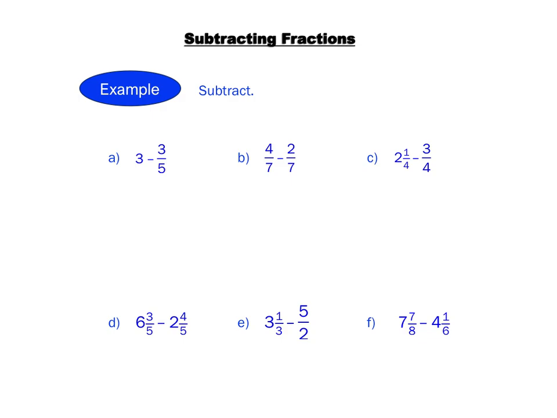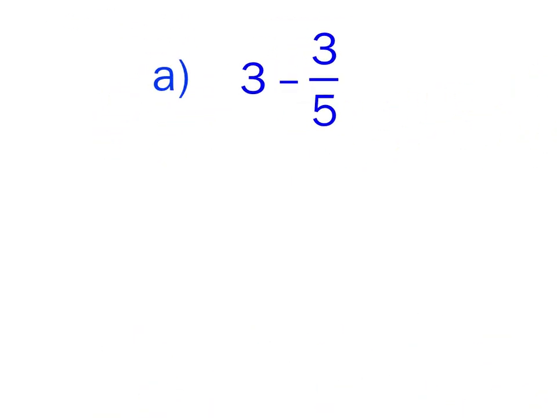So let's start off with the first question. 3 minus 3 over 5. So first of all, common denominators would help here, but you might be able to do this without doing that. Because if you think of this as 3 wholes, and this is not even 1 whole. So if you have 3 whole pizzas and you eat a partial pizza, you know that you're going to have 2 left over and a little bit.